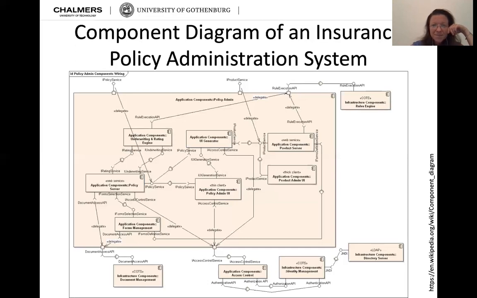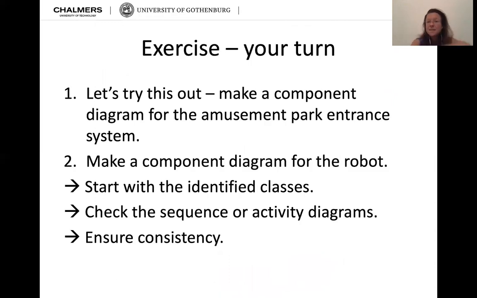Good. It is your turn. Yay. So let's try this out. Your turn to make a component diagram. I'd like you to make two. Make one for the amusement park example for the entrance system that we've been working on. And then make one for the other example, the robot example that we've been talking about.